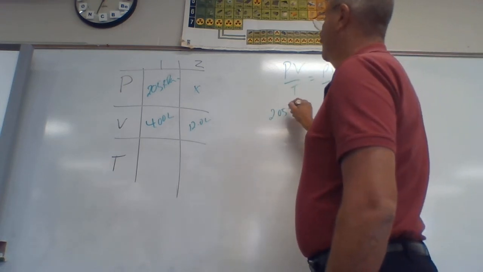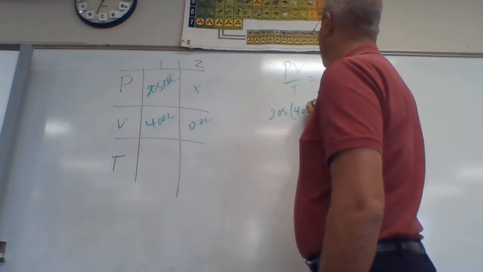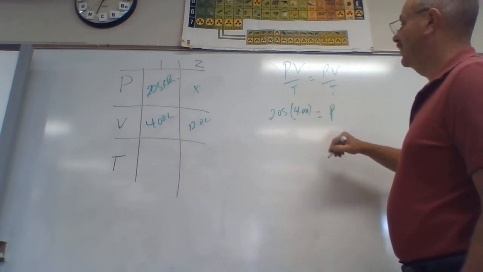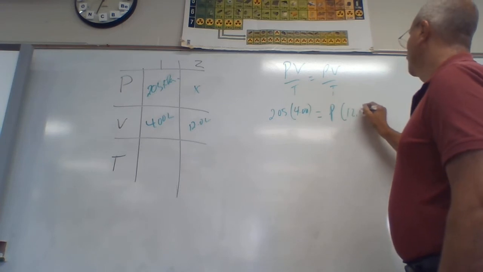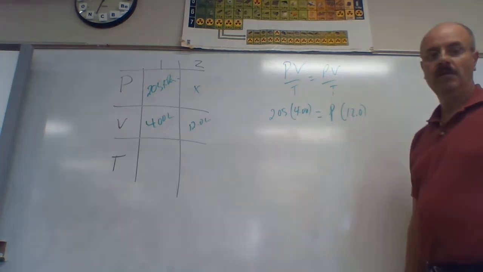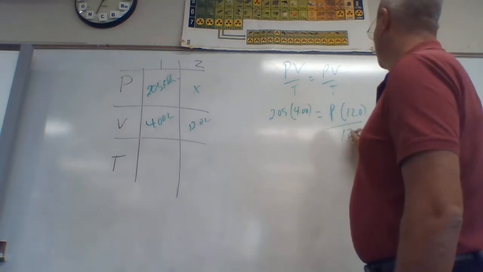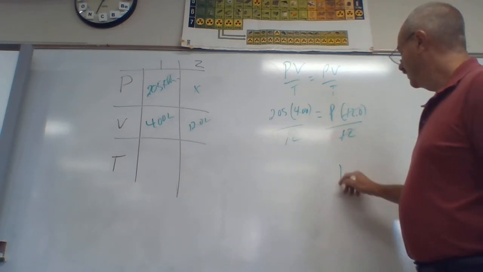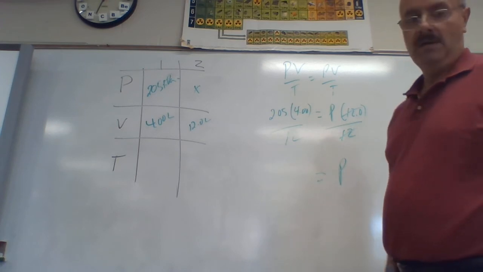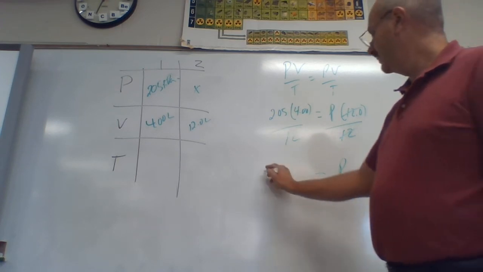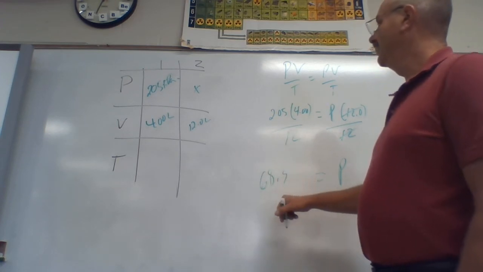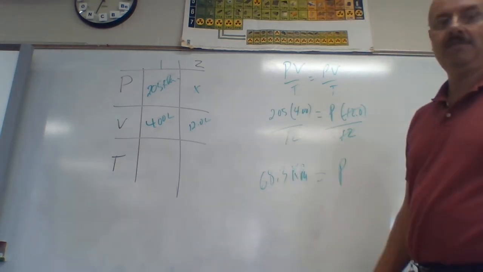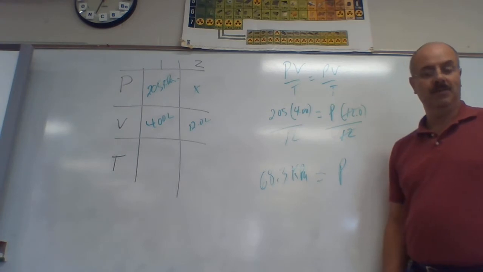So I'm going to use 205 times the 4.00 equals, we want to find out the new pressure, that's my X, times 12.0. To get P by itself, I'm going to divide both sides by 12. That lets me get rid of the 12. And P ends up equaling, if you multiply this out, 68.3. We were trying to find pressure, which is kPa, or kilopascals. So there's my answer for that one.